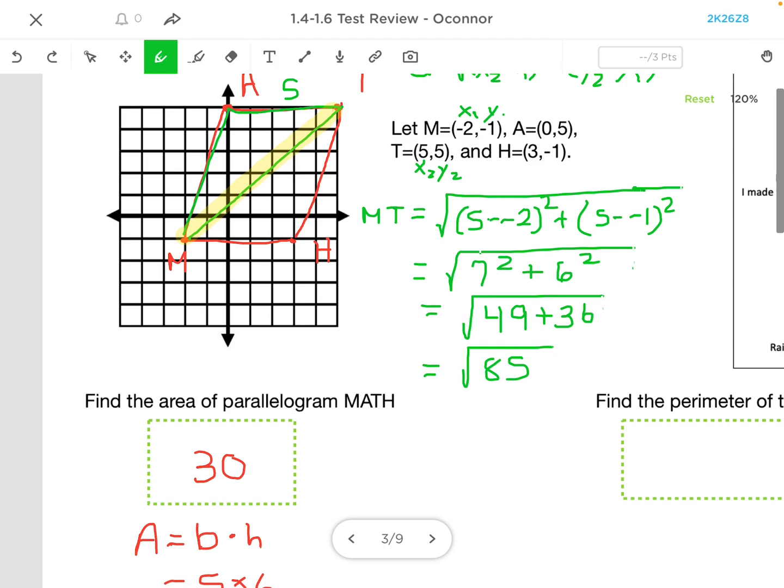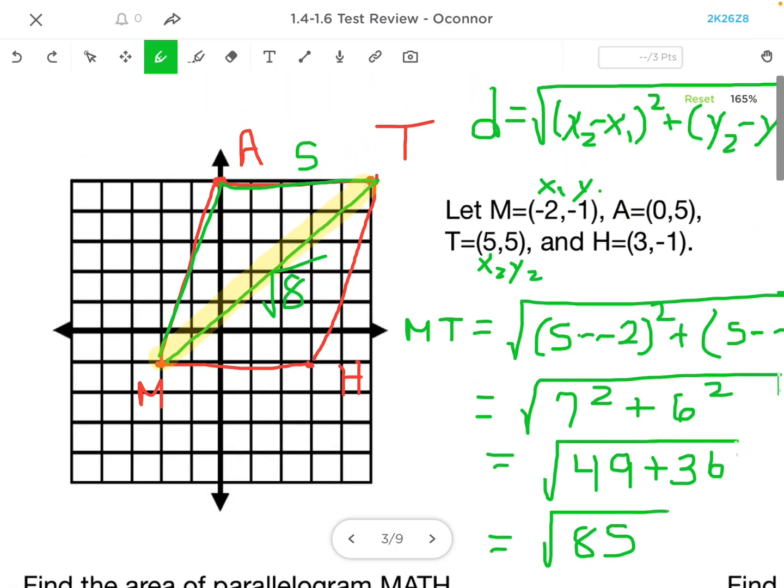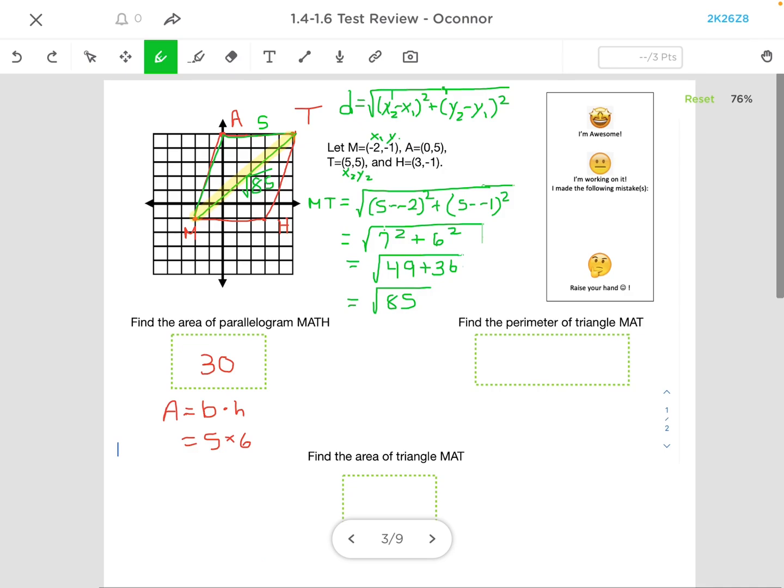Okay, well now we'd want to see if this is going to simplify into a factor tree. Well, I know 5 goes into 85 because it ends in a 5. So that's going to go in 17 times. 5 times 17 is 85. You could use your calculator, of course. But both 5 and 17 are prime, which means the square root of 85 does not simplify. So that is the length of MT. So that is the square root of 85.